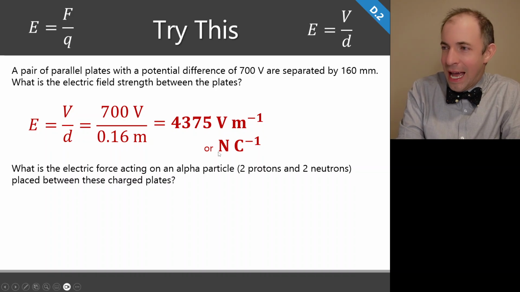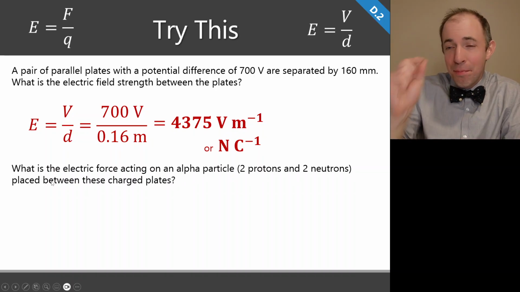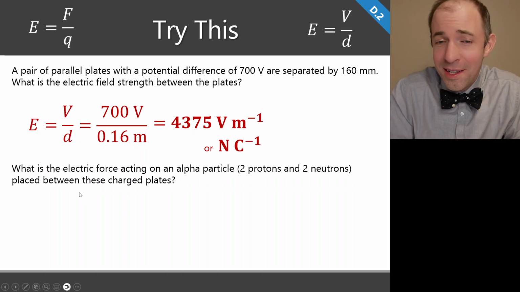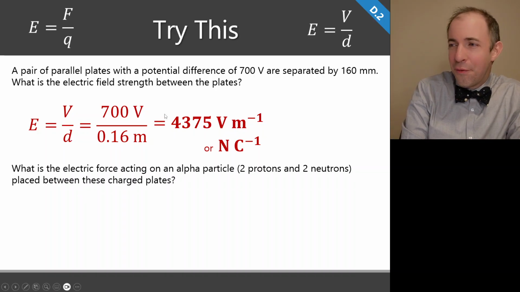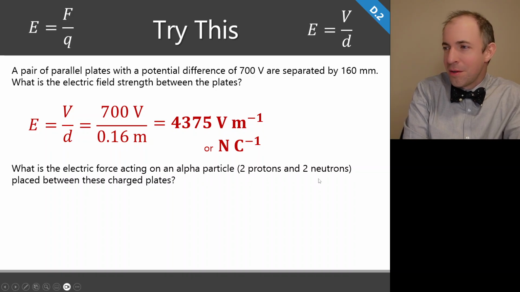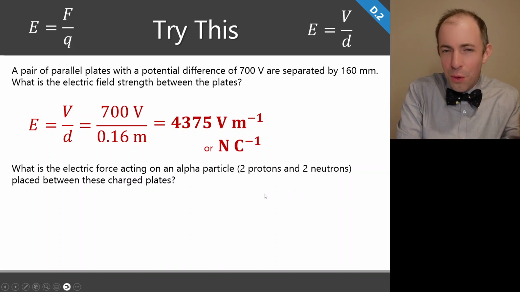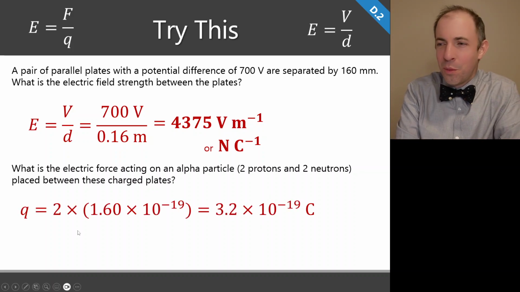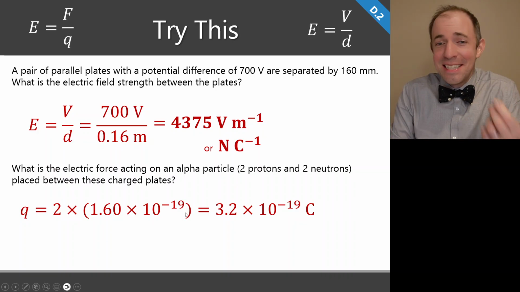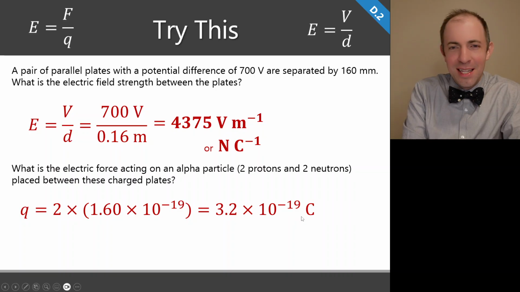If we are then asked, okay, that's my field strength, what is the electric force acting on an alpha particle, that's two protons and two neutrons, placed between these charged plates? This one doesn't require a knowledge of voltage. If we were given this as our field strength, we could solve this problem. We know that this alpha particle has no electrons in it. Neutrons don't provide any charge, but protons do. There are two of them, and each one has the charge of 1.6 times 10 to the negative 19. That is the elementary charge. So my total charge on this alpha particle is 3.2 times 10 to the negative 19th. That is going to be Q.